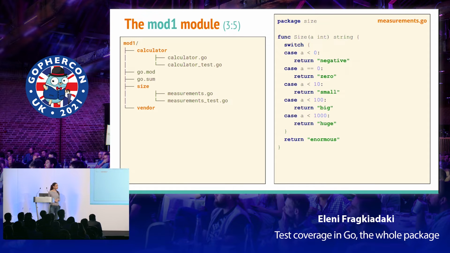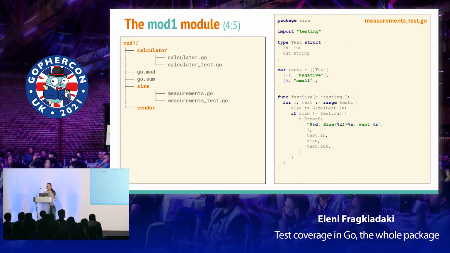Next one, measurements.go. It only has one function in it. It's a size function. It gets an integer, and based on how big or small we consider that integer to be, it returns a string. So it's going to tell us that something is huge if it is between 100 and 1,000. If it is above 1,000, it's going to tell us that it's enormous. Pretty simple test case for this one as well. We have the measurements_test, gets a number, two test cases, one is a negative number, one is a small number, and we are expecting that to be run and return successfully when we are executing our tests.